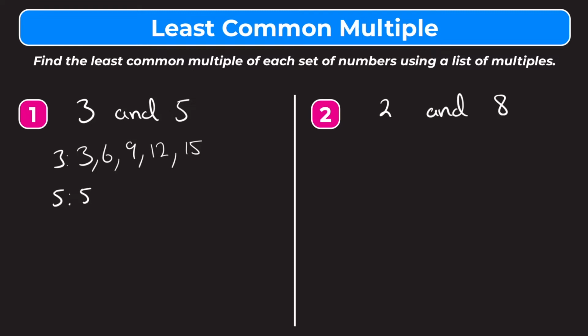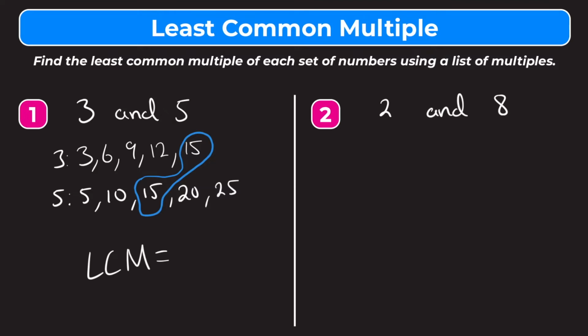We have 5, then 10, 15, 20, and 25. So now that we've listed out 5 multiples for each, we can go ahead and circle the common multiples. So, do they have any common multiples in their first 5? I see 15, and that's it. So that would mean that the least common multiple, or LCM, of 3 and 5 is 15.